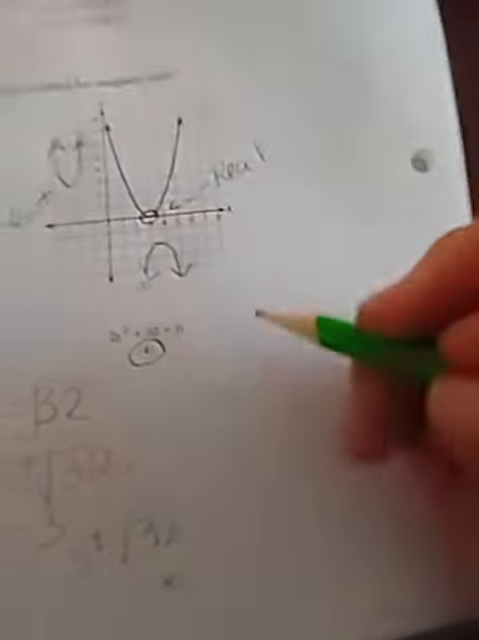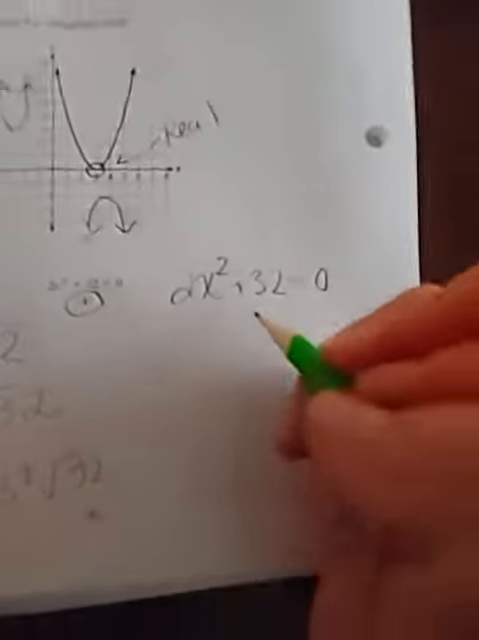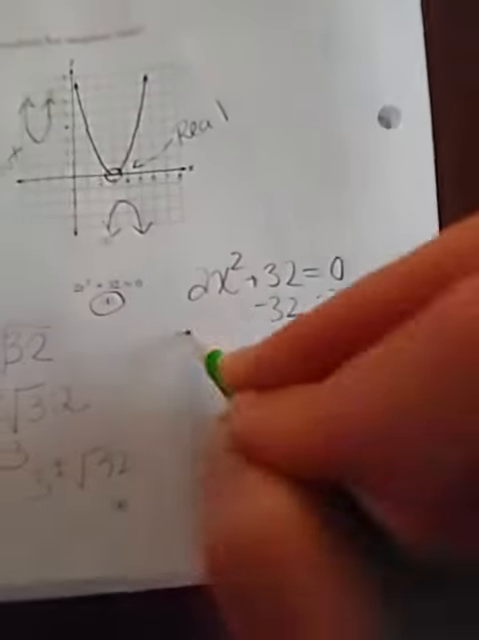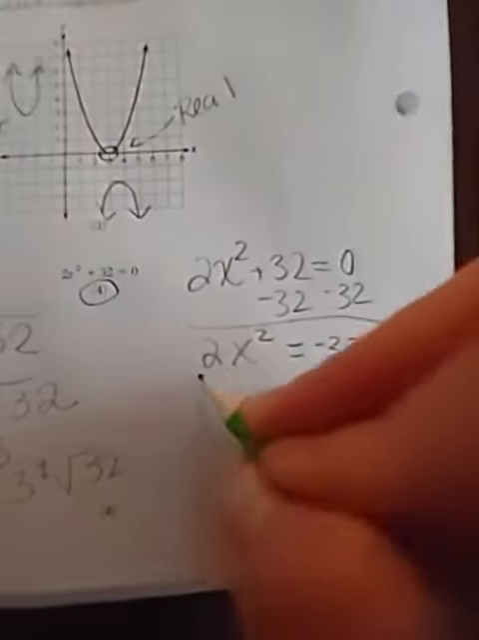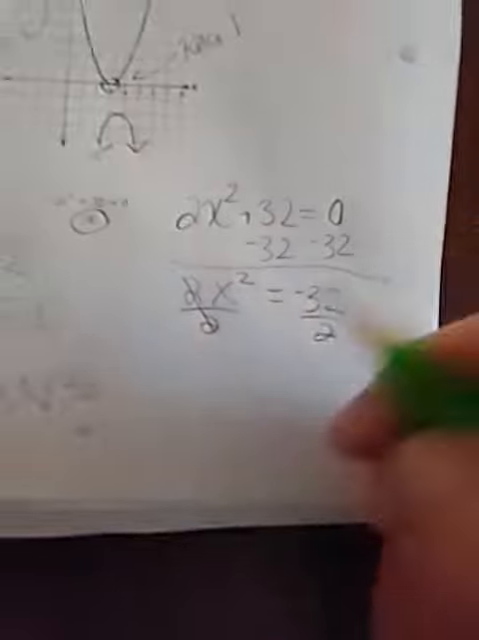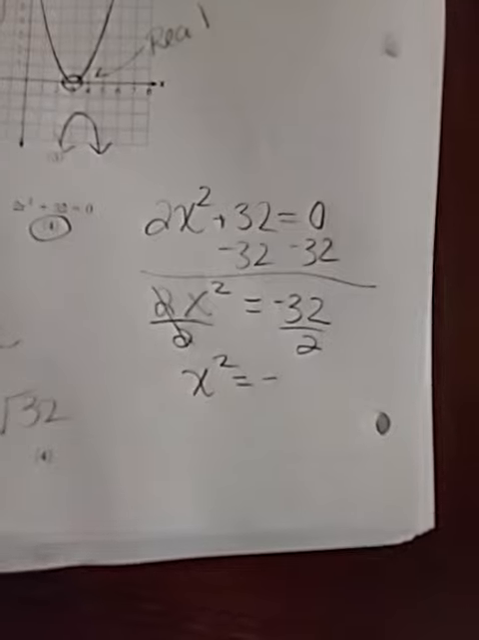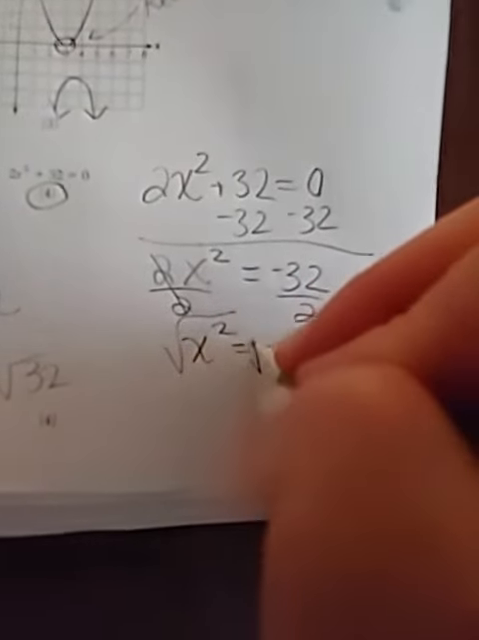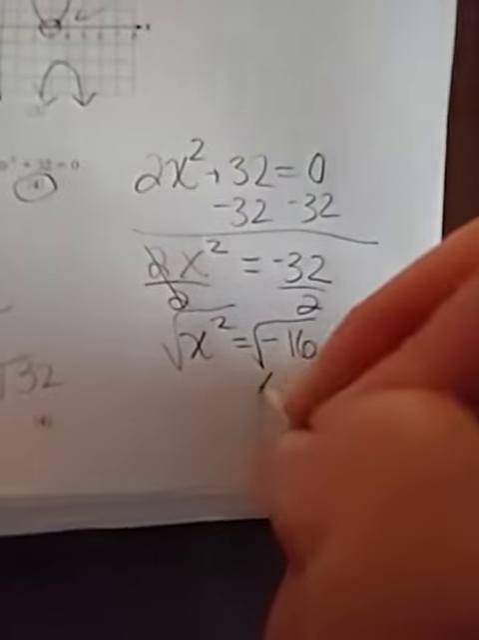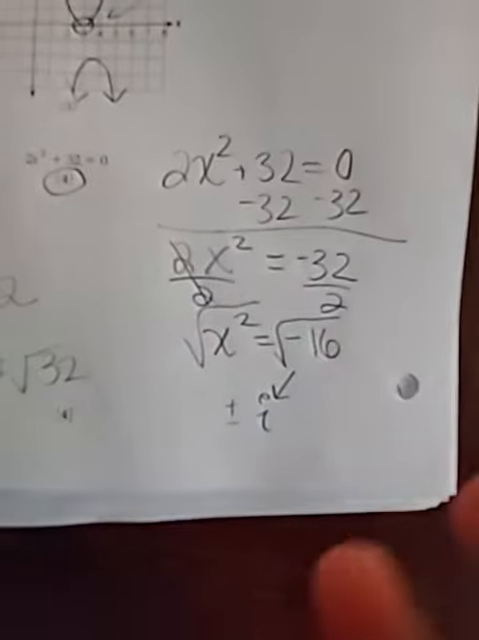All right, last one, number 4, the right answer. Okay, I'm going to move over the 32. I'm going to divide by 2. And when I do -32 divided by 2, you'll see I get -16. Now, when I take the square root, I'm taking the square root of a negative number, which means that I'm going to get a plus and a minus i answer. So this is the one with the imaginary solutions.